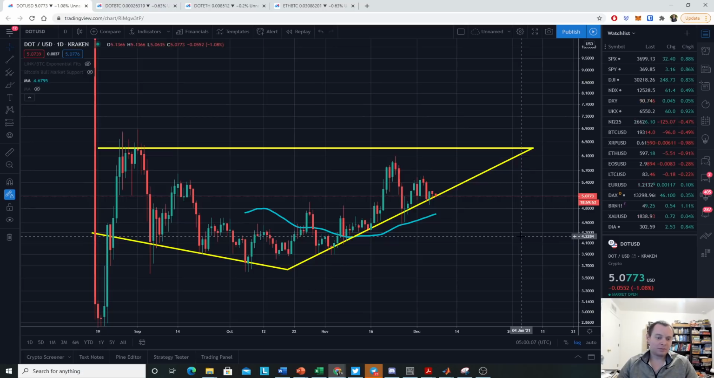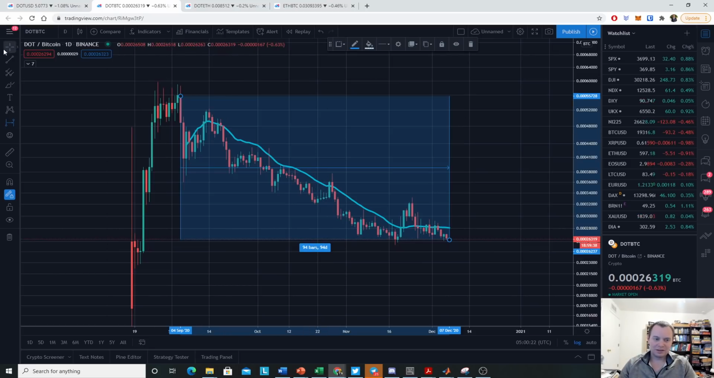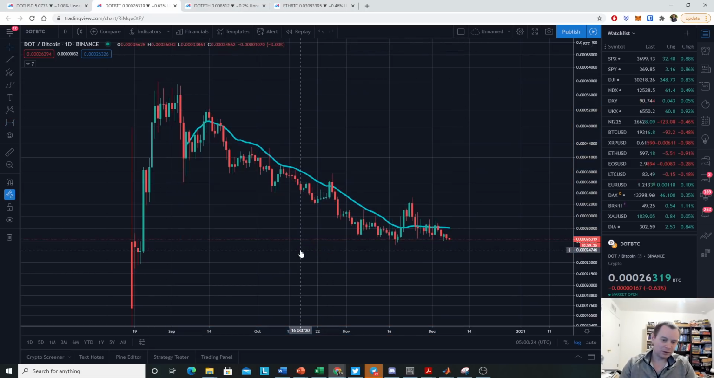However, when you have market conditions like this one, we would not expect it to outperform Bitcoin. When Bitcoin is having 2 months of incredible price action, most coins will bleed against it. And let me show you what I mean. So this is the DOT chart against Bitcoin.